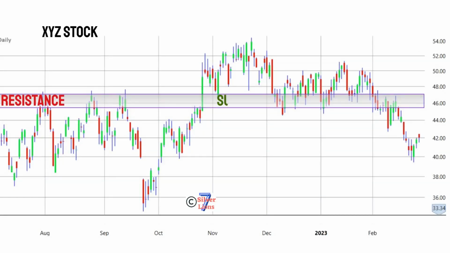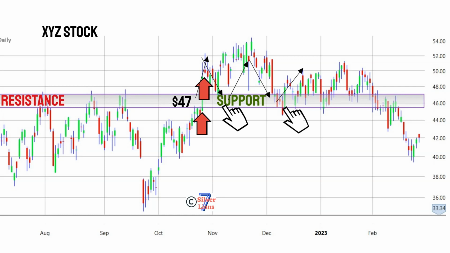Resistance can become support. The price can break above resistance. As the price breaks and advances above resistance, resistance can turn into support. In this example of XYZ stock, the stock broke resistance at $47 and traded just above this resistance level. When the stock price came back down, the $47 area became support. When the stock reached $47, it bounced back.